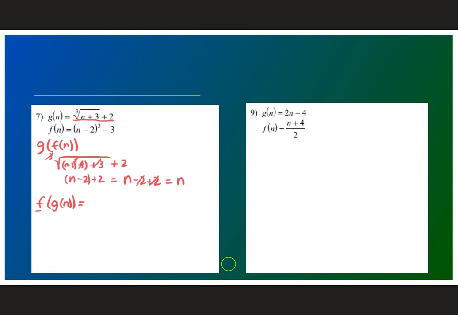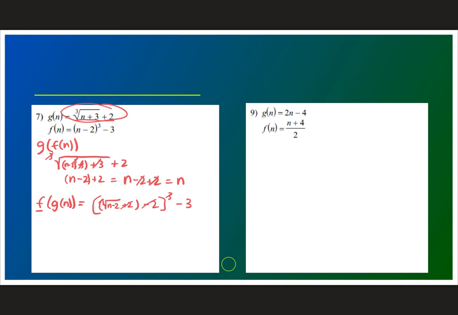So this time I'm going to start with my f function, which is the one down here. So I'm going to do whatever that function is, minus 2, and I have to lift that all to the third power, and then minus 3. So now I'm going to take my g function and put it in here. So I have the cubed root of n minus 2 plus 2. And again, the plus 2 and minus 2 are going to add up to 0, and then the cubed root and the third power cancel each other out.